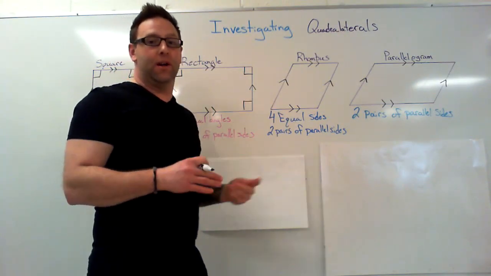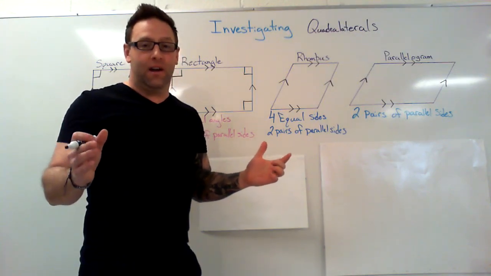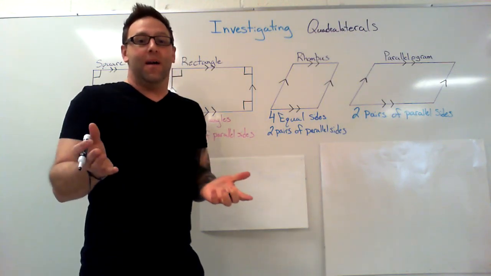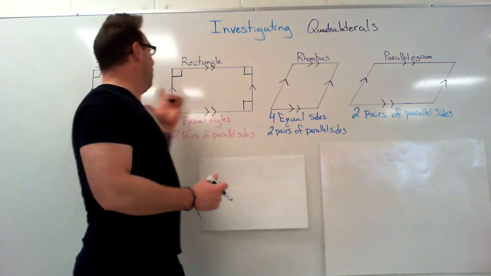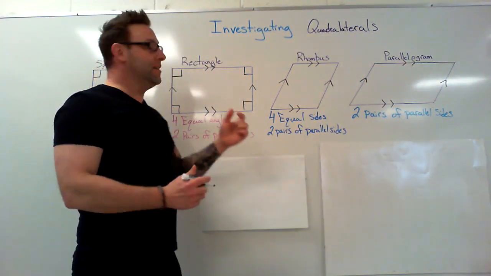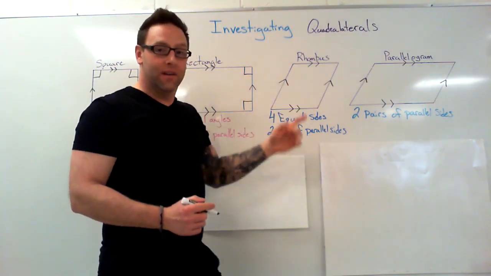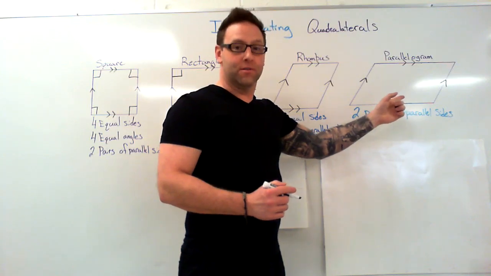Now, I know what you're thinking. This shape has two pairs of parallel sides. Don't all the shapes have two pairs of parallel sides? Yes. So what does that mean? Well, it means that all of these shapes are parallelograms, okay? They can be a square, a rectangle, a rhombus, and they're all parallelograms.